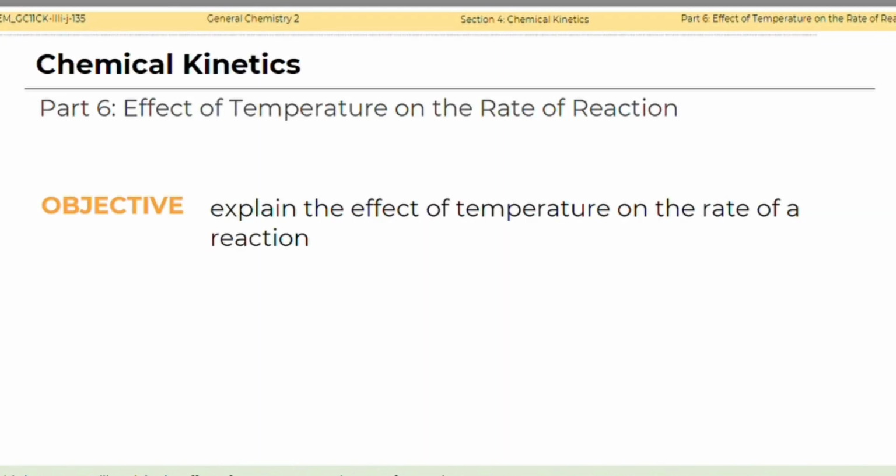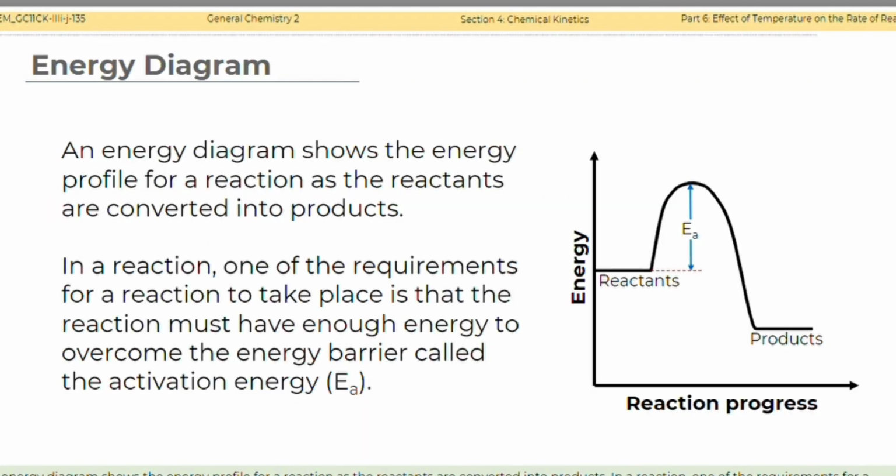In this lesson, we will explain the effect of temperature on the rate of a reaction. An energy diagram shows the energy profile for a reaction as the reactants are converted into products. One of the requirements for a reaction to take place is that the reactants must have enough energy to overcome the energy barrier called the activation energy.